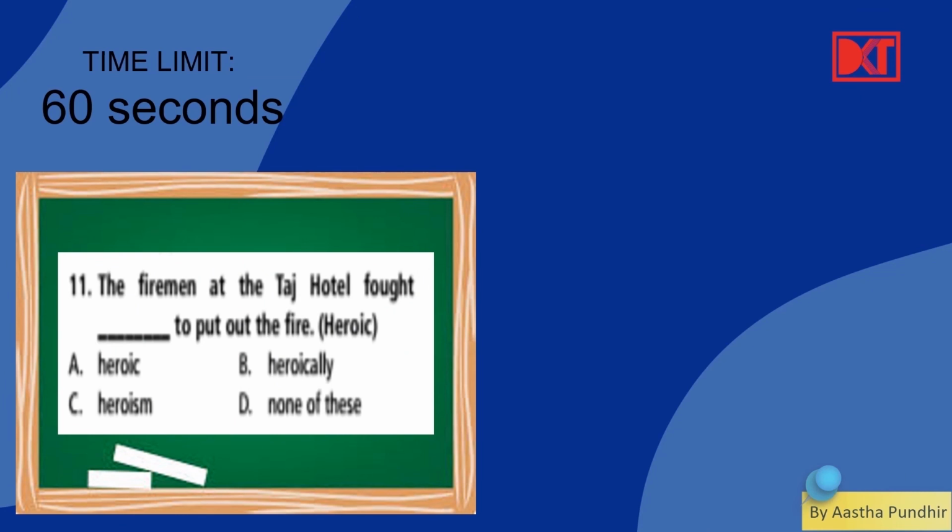Okay, next. The firemen at the Taj Hotel fought dash to put out the fire. Fought heroic, fought heroically, or fought heroism, or none of these. The fireman at the Taj Hotel fought. Here, B. Heroically is an adverb. Heroic is an adjective. The others here, you see, heroic adjective. Heroism is a noun.